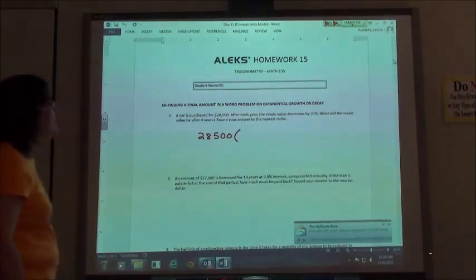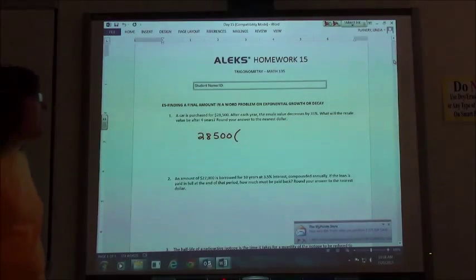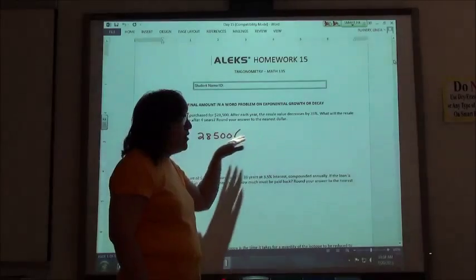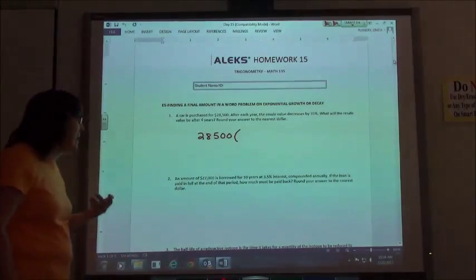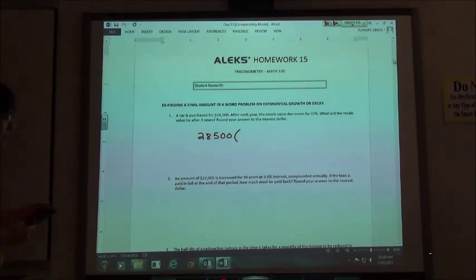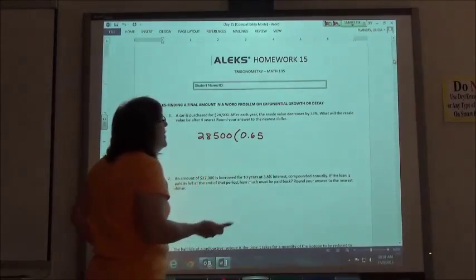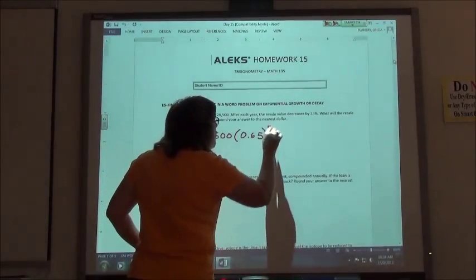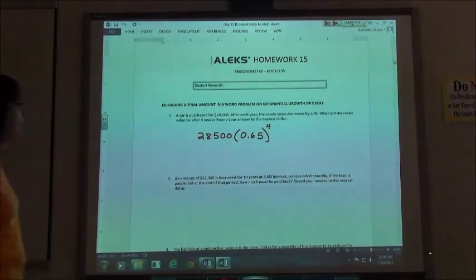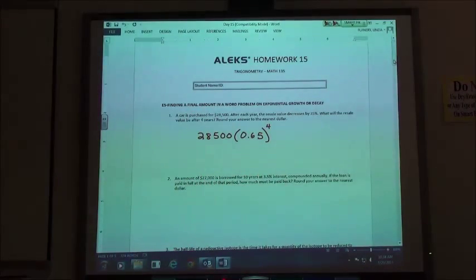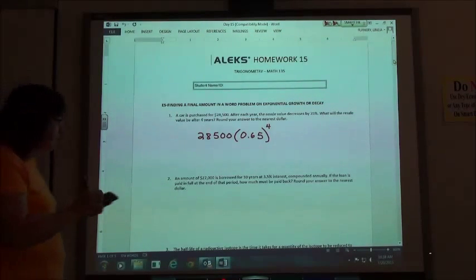After each year, the resale value decreases by 35%. Well, the percent that you want here is the percent it's going to maintain each year. If it decreases by 35%, if you take 100% minus 35%, it's going to retain 65% of its value. So we're going to have 65%, and then to the t power, so to the fourth power. I usually write it on the inside or outside, but if you put it on the inside like they did, either way it should give you the same value. So that's what we're going to punch in.